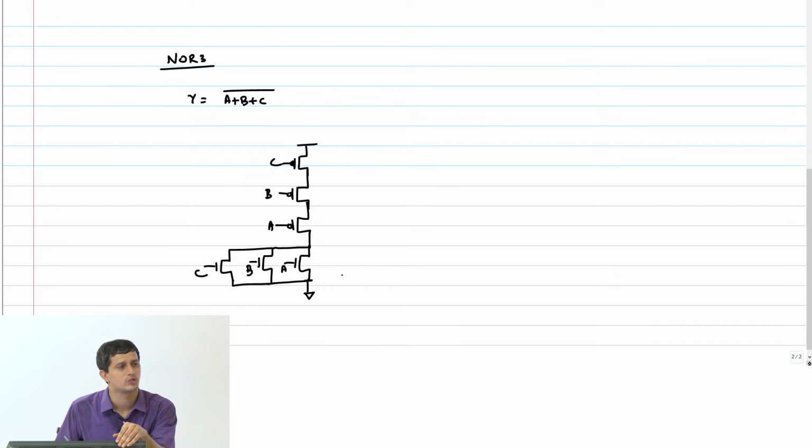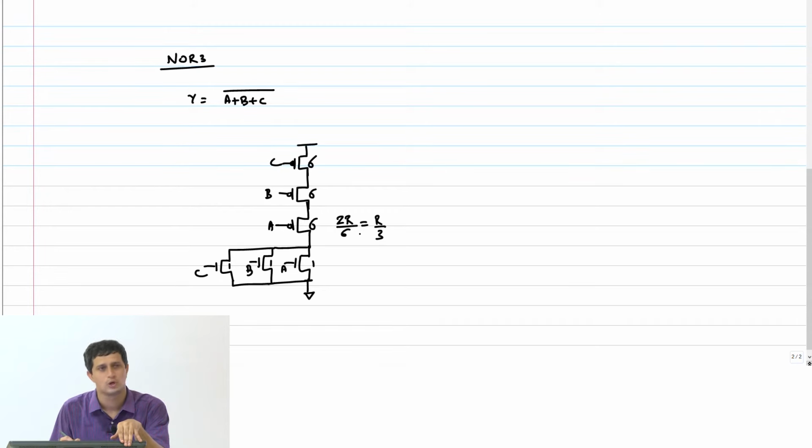So what are the sizes of the NMOS transistors? 1, 1, 1, right? Because the worst case is only one of them turning on. PMOS 6, 6 and 6, right? So this is 6, 6 and 6. So remember I told you that the resistance of a PMOS transistor with width W will be 2R by W, right? The normalized resistance will be 2R by W, and therefore this will be R by 3, and you add 3 of them, you will get a net resistance of R on the pull-up path as well.